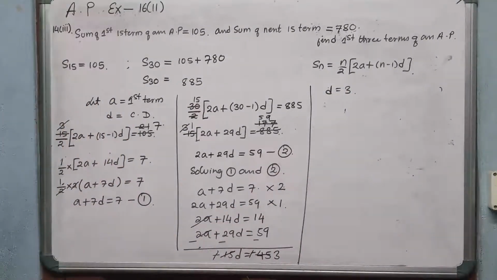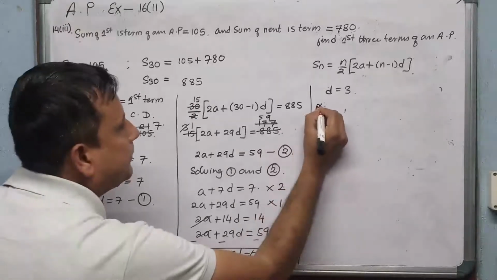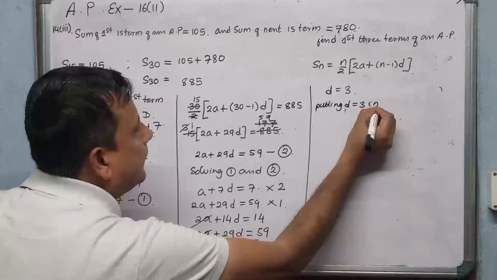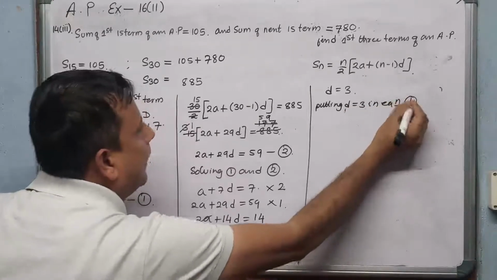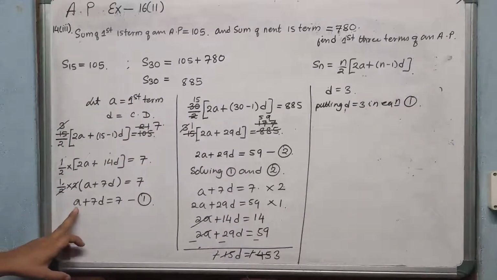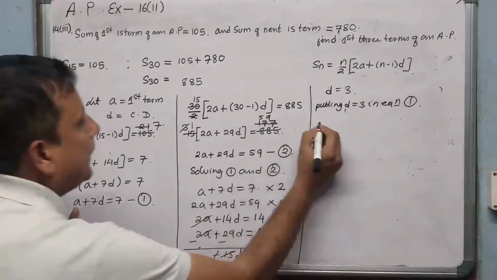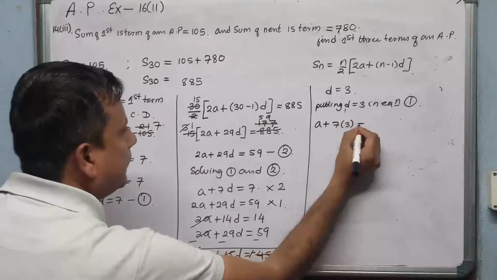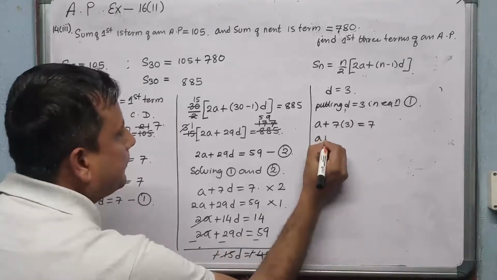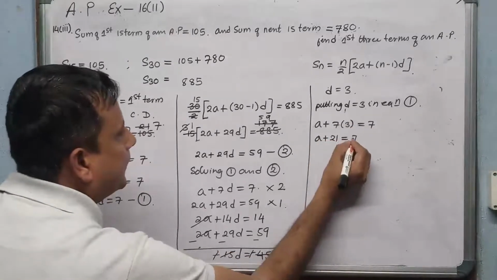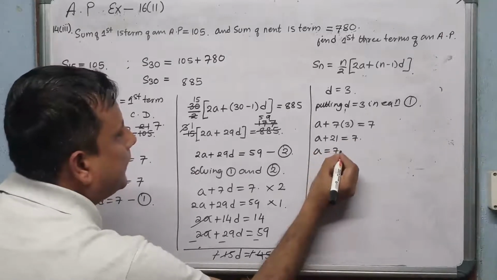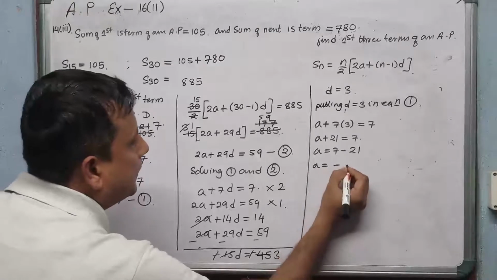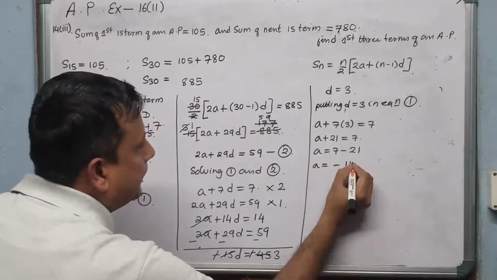Putting d is equal to 3 in equation number 1. If I substitute over here, a plus 7 into 3 is equal to 7. a plus 21 is equal to 7. Then a is equal to 7 minus 21. a is equal to minus 14.